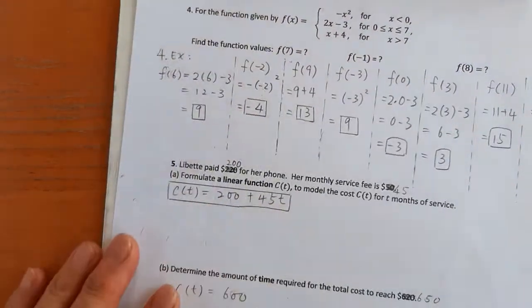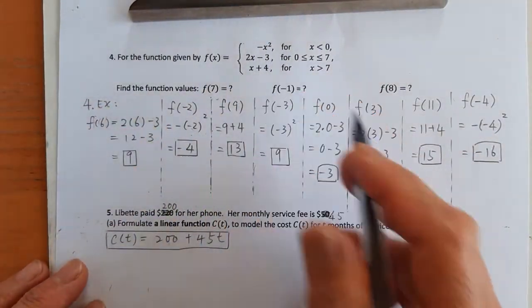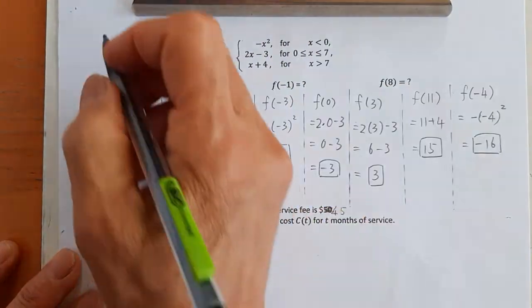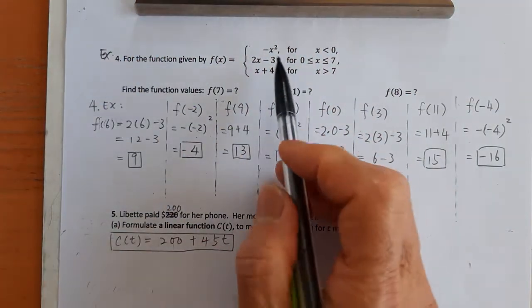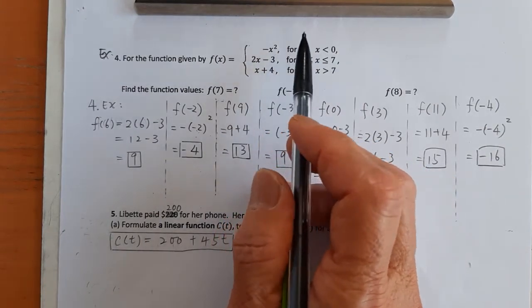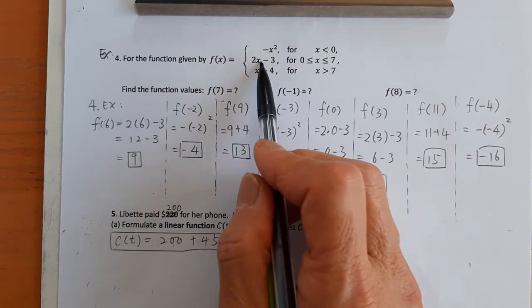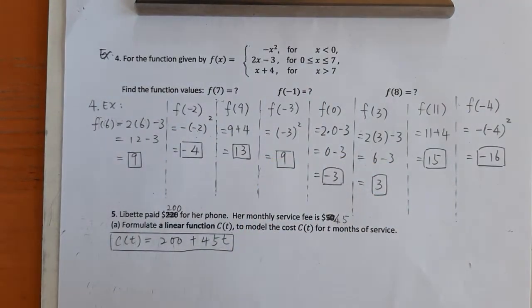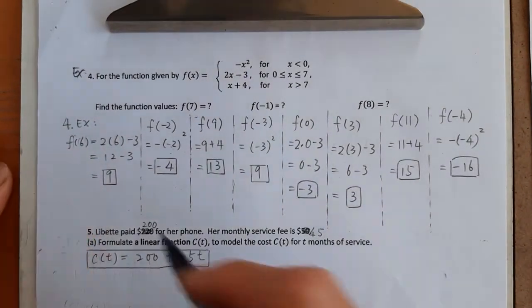Example. If given a function like this, we call it a piecewise function. This is an example of a piecewise function. If x is negative, less than 0, use this function, negative x squared. If x is between 0 and 7, including 0 and 7, use the 2x minus 3 function. If x is greater than 7, use the x plus 4 function. Now, number 4, examples. It asks you f of 6.